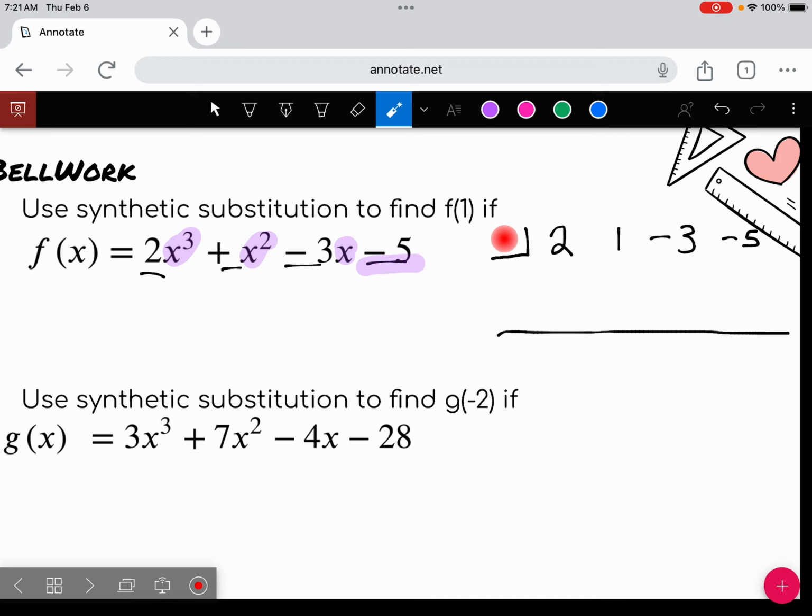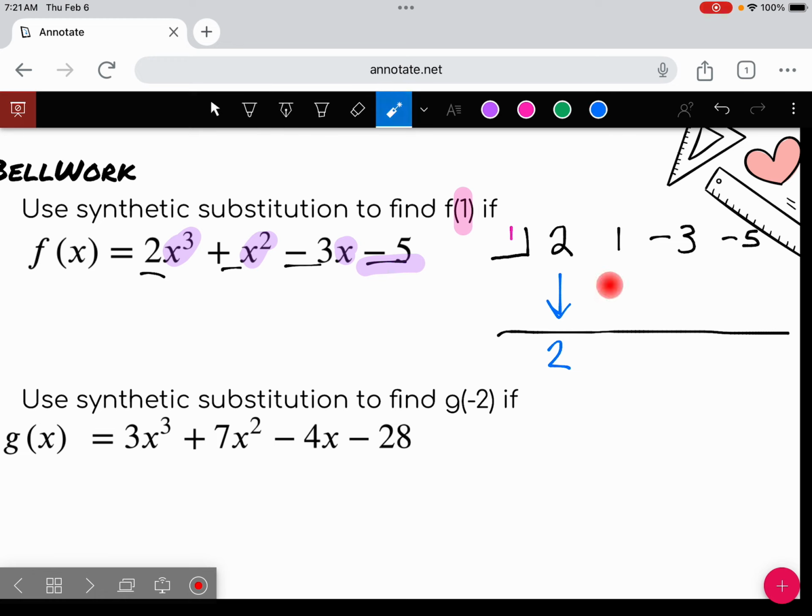What's going to go in the little box here? The 1, the thing we're being asked about. Now we're in our process where our first number drops all the way to the bottom. All the way to the bottom.